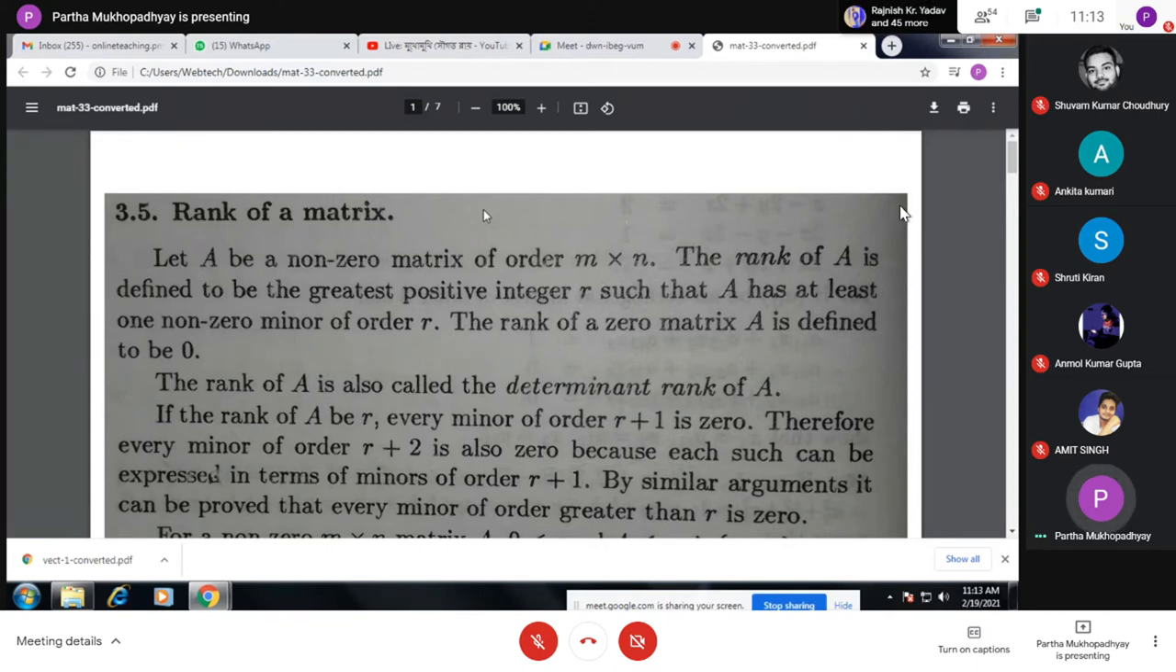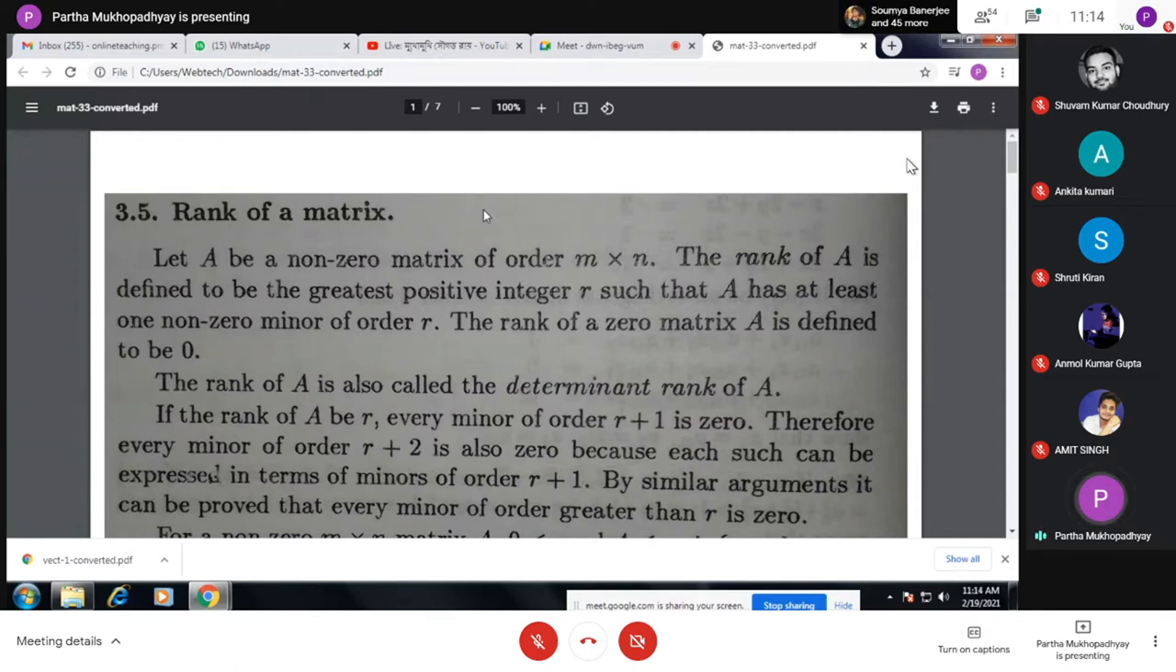Tell me anyone, when may the rank of a matrix be 0? Which type of matrix has rank 0? Null matrix. Yes, very good. The null matrix will always have rank 0 because there is no non-zero submatrix. And when will the matrix have rank 1? Not the unity matrix. If there is at least one non-zero element, if there exists.